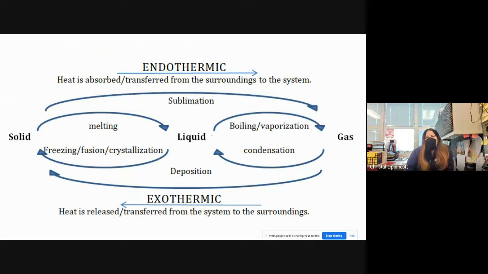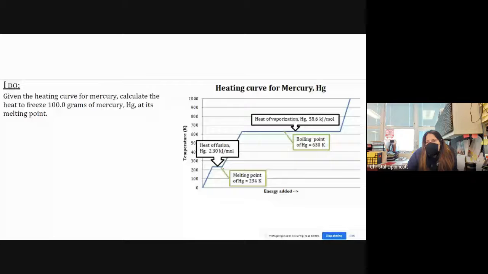So when we look at these, we've got heat of fusion given here for mercury. We've got its melting point. And then we have heat of vaporization for mercury, and we've got its boiling point as well. So given this heating curve for mercury, calculate the heat needed to freeze 100 grams of mercury at its melting point.